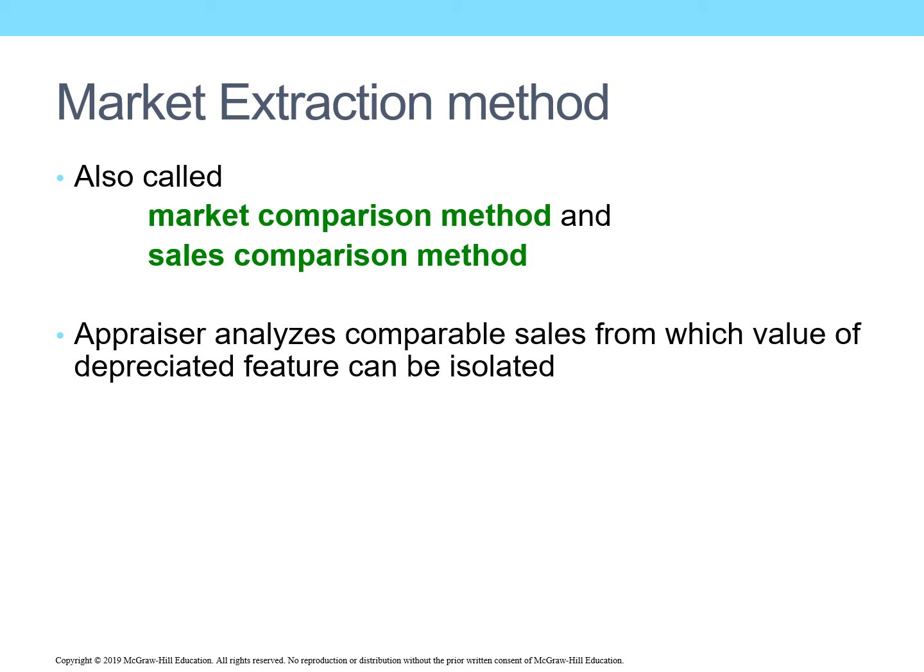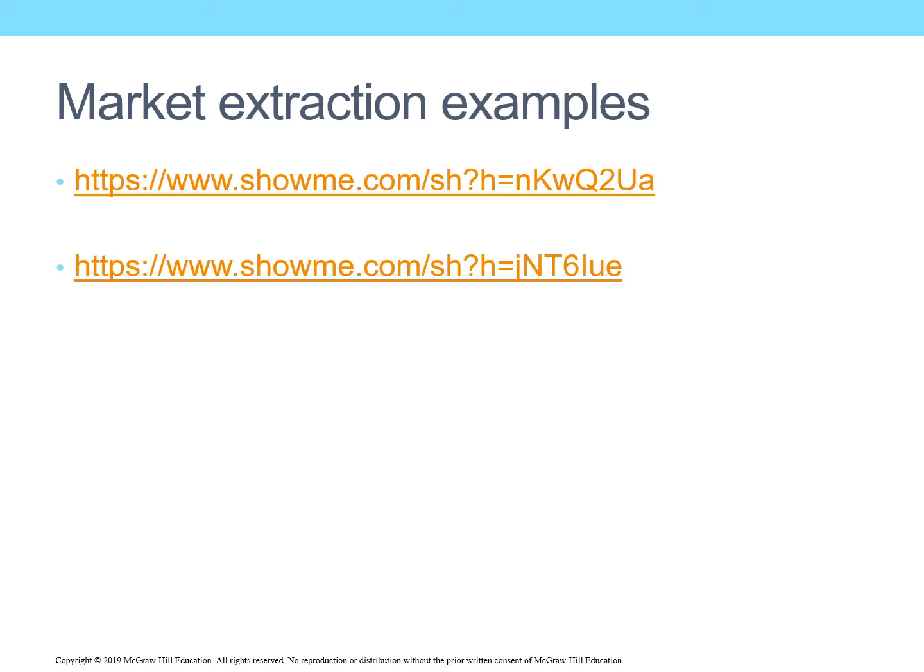So our method will be very similar to what we undertook in the past, the only difference being that we are using a different type of property. Here we're using commercial properties, properties that produce income. So here are two examples of using market extraction to compute the accrued depreciation on a property.